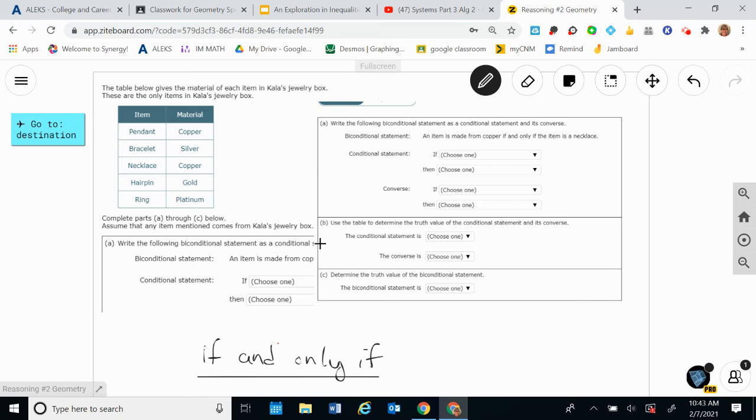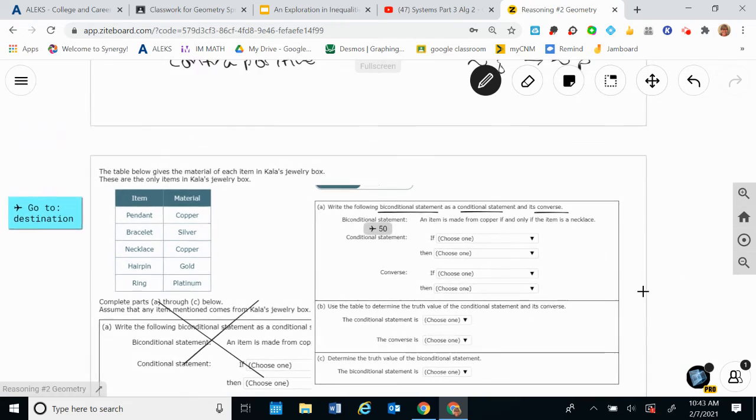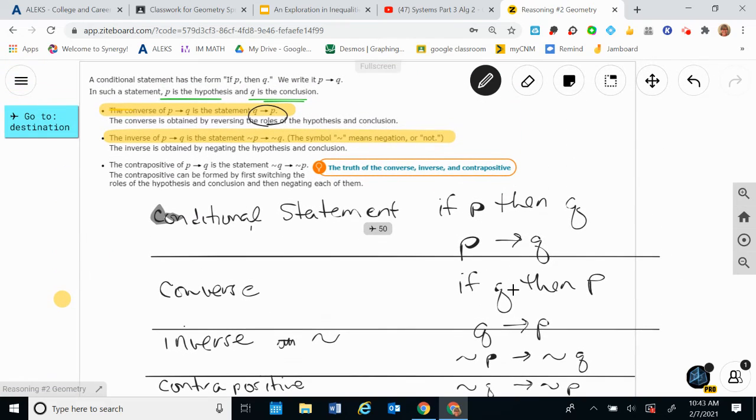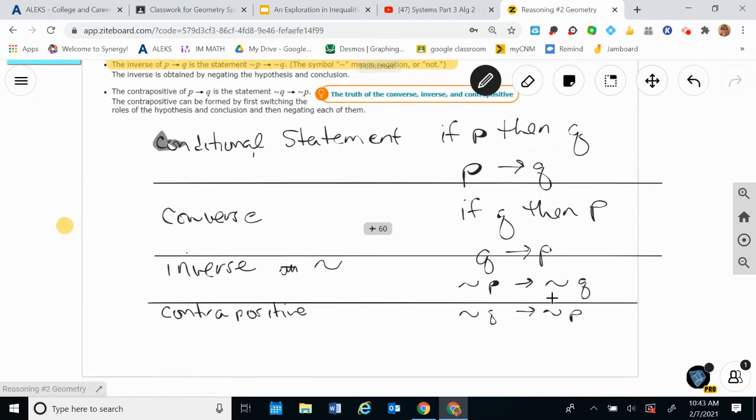Now what I did was I copied this piece right here. I didn't have enough space to copy the whole thing. It doesn't let me snip it. It says write the following biconditional statement as a conditional statement and its converse. Okay, so converse, again, if you need to remember what converse is, go back to your notes. Converse just means to flip it: if Q, then P.